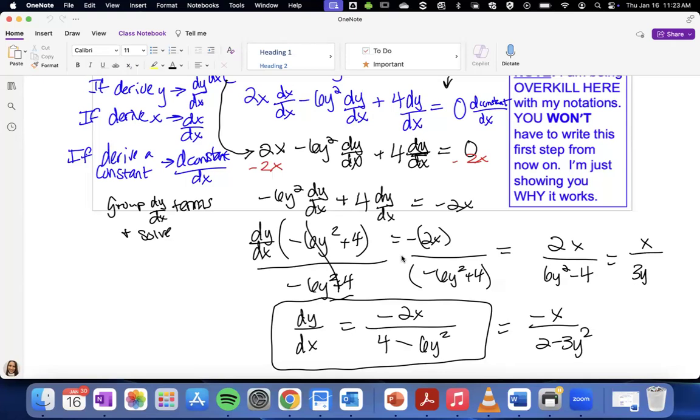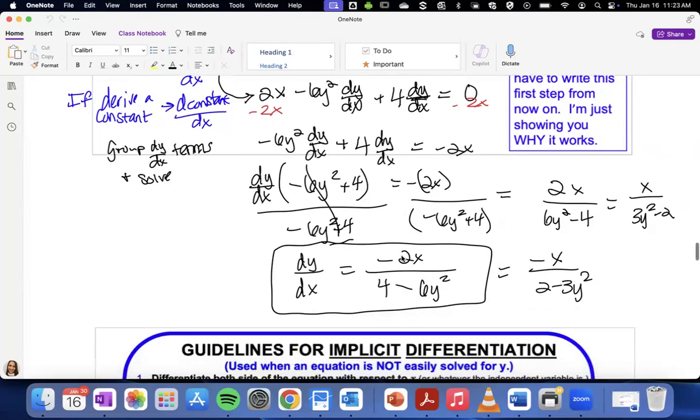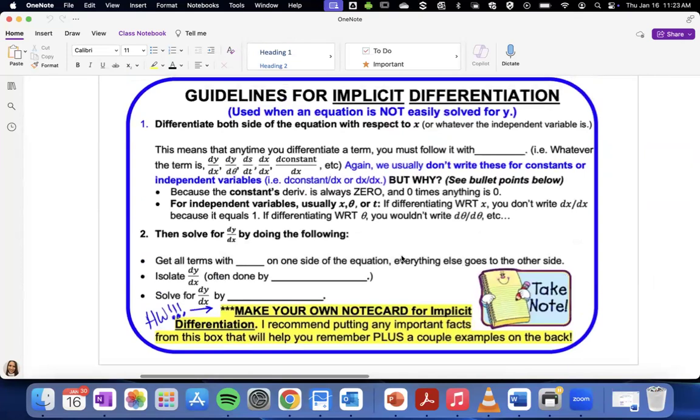All right. So flip to the next page, and I'm going to give you some guidelines for these. I already showed you them. I felt like it was better to show you than to have you write it. So now I'm going to have you write it. Also, I want you to do something important for homework tonight. Do you guys have an extra note card? You need to make a note card for implicit differentiation. I would maybe put any important facts from this chart.